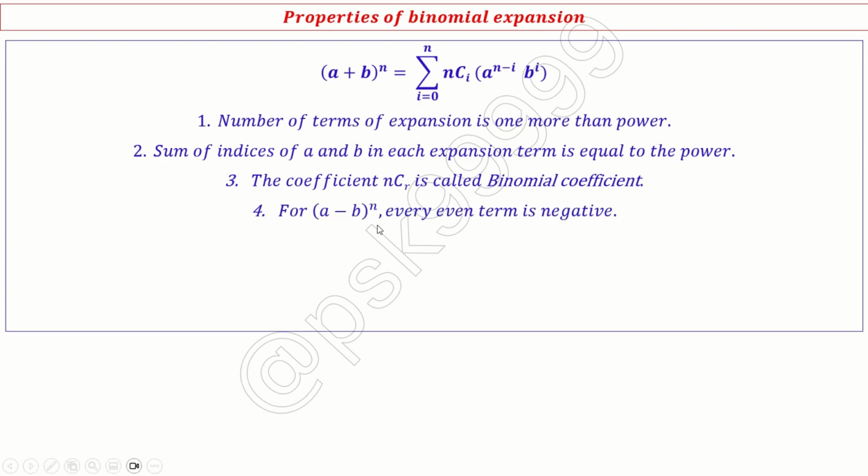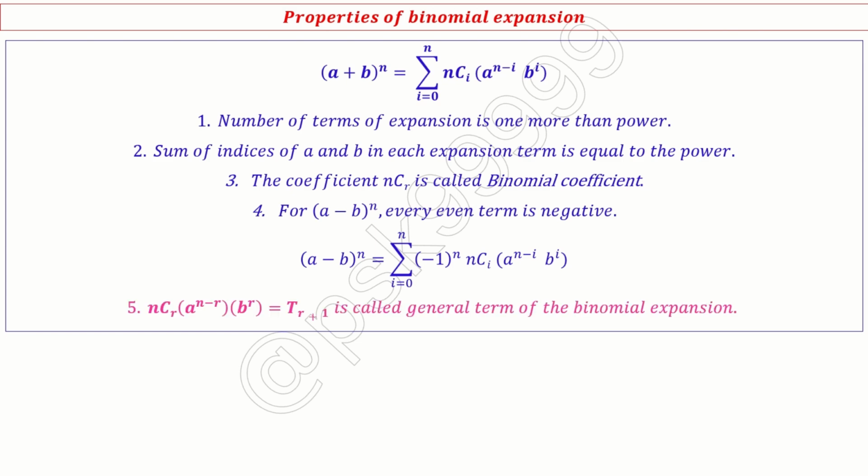Okay, for (a - b) whole power n, every even term is negative. What happens is, when you have a minus sign, actually (a - b), every even term, that is first term is positive, second term is negative, third term is positive, fourth is negative. So every even term is negative. Okay, something like this: (a - b) whole power n equal to sigma i equal to 0 to n of (-1) whole power i times the term. So if i is even, it will become plus. If i is odd, then it will become minus. So the sign is negative for even terms.